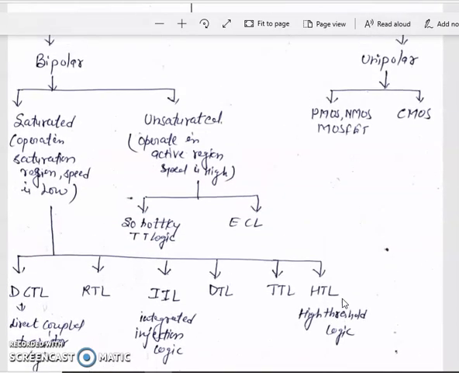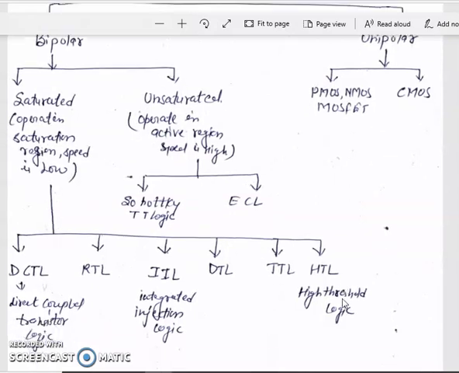First one is bipolar, unipolar, and bipolar is also divided into saturated and unsaturated. Unipolar is PMOS, NMOS, and CMOS. And the saturated are categorized as DCTL, RTL, IIL, DTL, TTL, and HTL. Whereas unsaturated are Schottky and ECL, with very high speed being Schottky TTL.